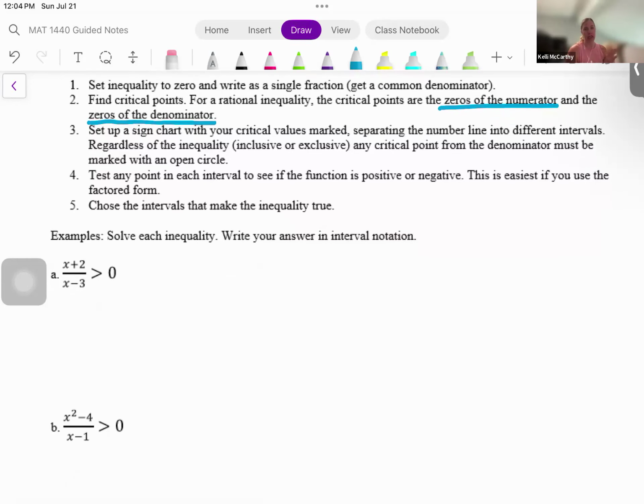Then we're going to create a test point or find a test point in each of those intervals to determine whether the function is positive or negative. This is easier to do in the factored form, similar to what we had with polynomial inequalities. And then we're going to choose the intervals that make our inequality true. So really the only difference here is that now we're looking at critical points from two different places.